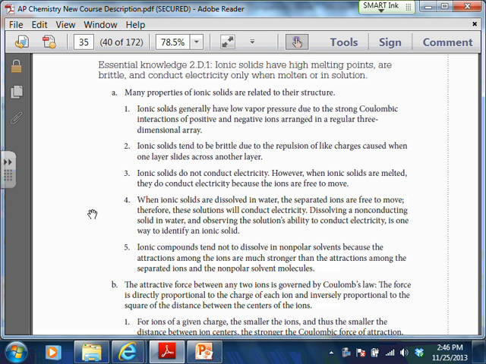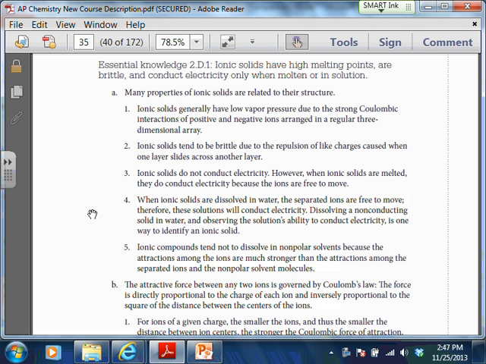They tend to be brittle. I like this explanation here. They tend to be brittle due to the repulsion of like charges caused when one layer slides against another layer. Okay? So if these things are basically arranged in a perfect pattern so that the positives and the negatives are kind of alternating in all directions, as soon as you break that, as soon as you kind of slide them in the wrong direction, then there's going to be this repulsion that breaks them apart. Okay? So that explains part of why they're so brittle, because you hit these things and they just shatter.